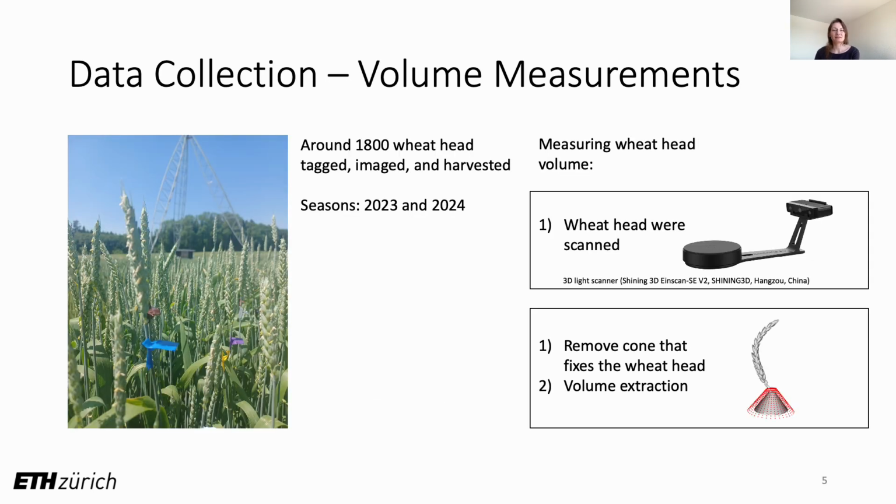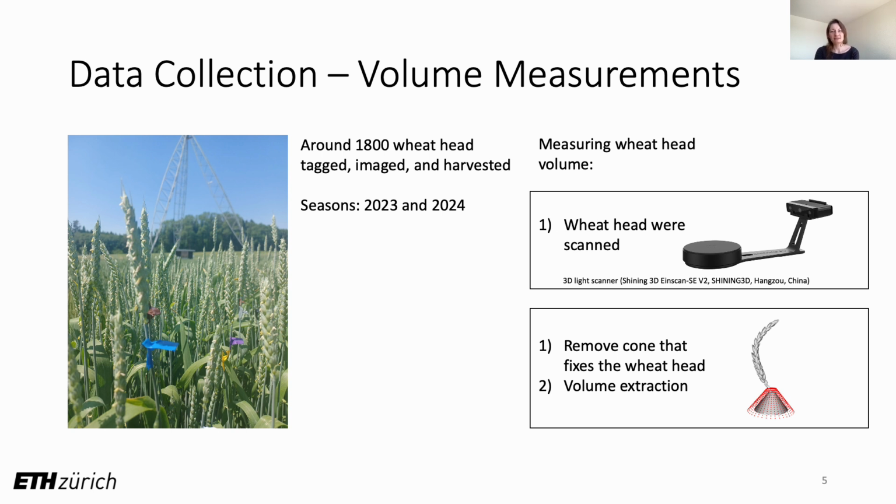So what we did is we collected around 1,800 wheat heads, we tagged them in the field, we imaged them throughout the season, that means from flowering to harvest, and we harvested them at 3 different dates in a season, and we did this in 2 years.